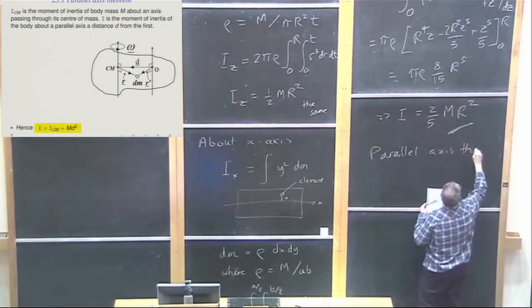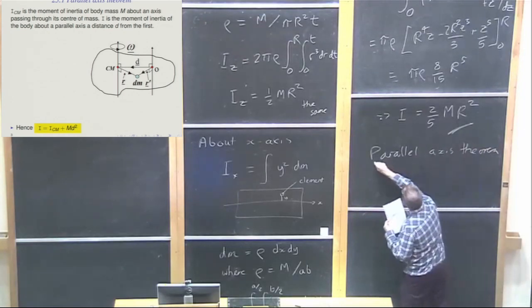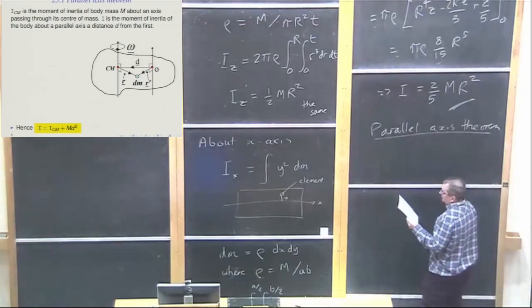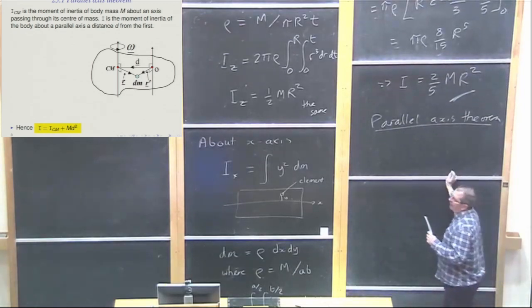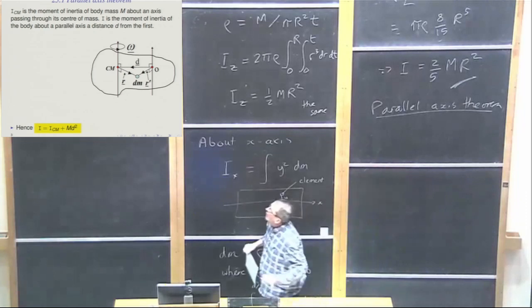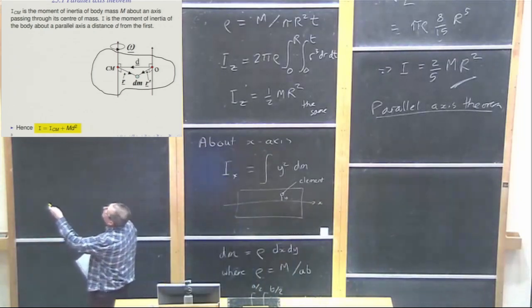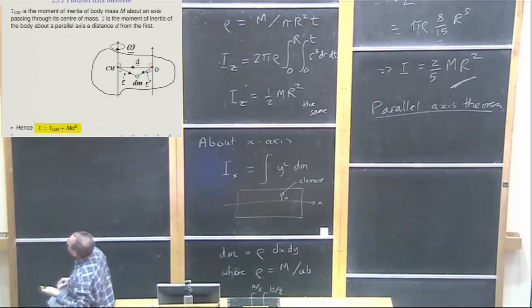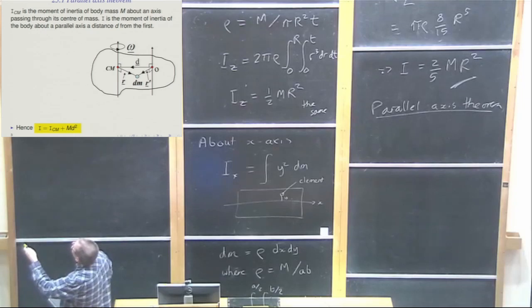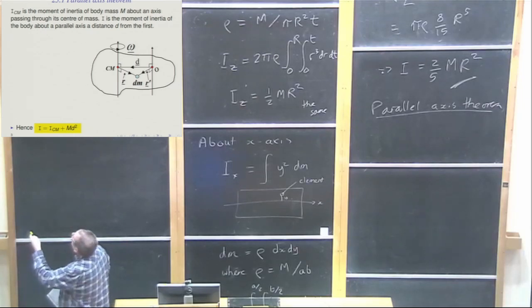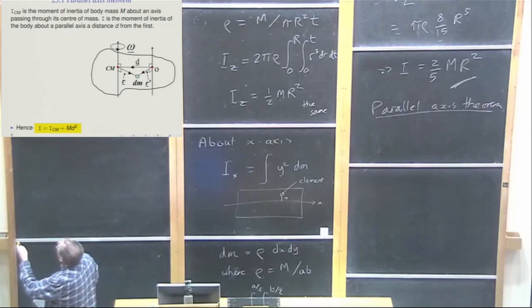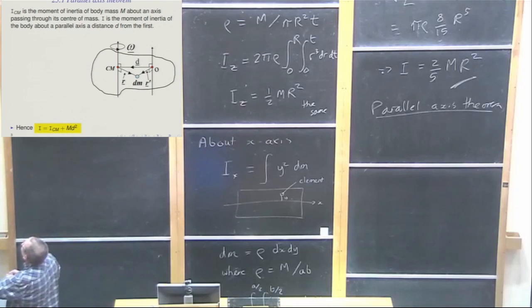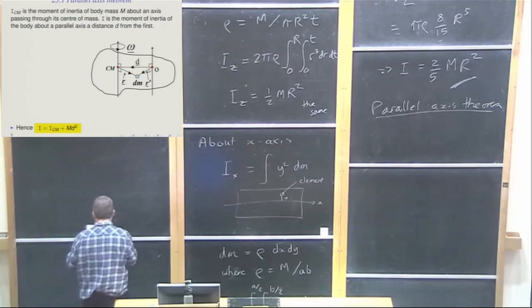And this is very straightforward to derive, so we'll do that and then we'll show an application of it. So we have this arbitrary object here, and we say the centre of mass is here, and we draw an axis through the centre of mass. And we can write down an expression for the moment of inertia about that axis. But we can draw another axis parallel to that, and we can ask ourselves, what is the moment of inertia about this axis? And then we can ask, can we find a relationship between the two?